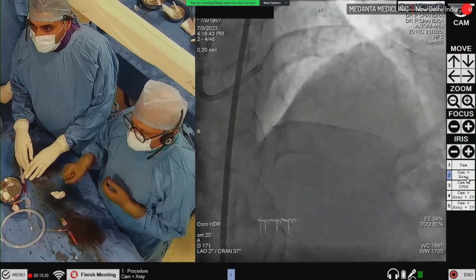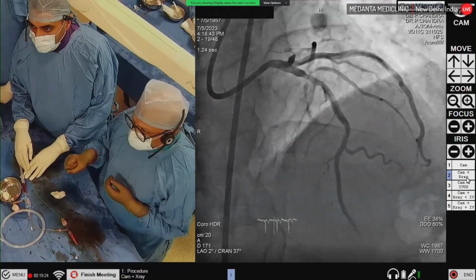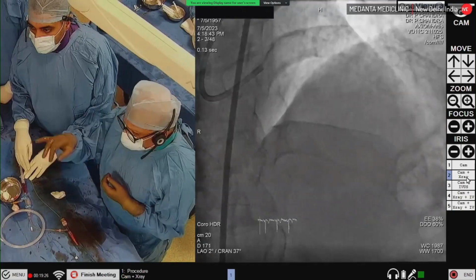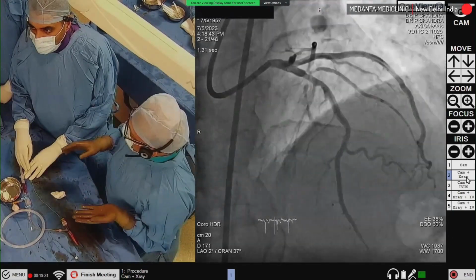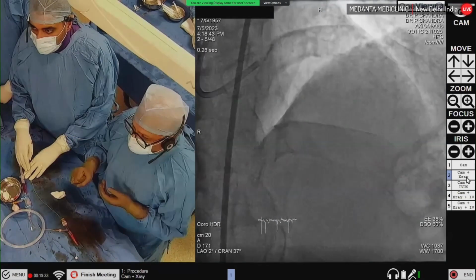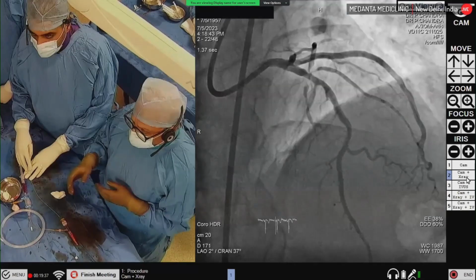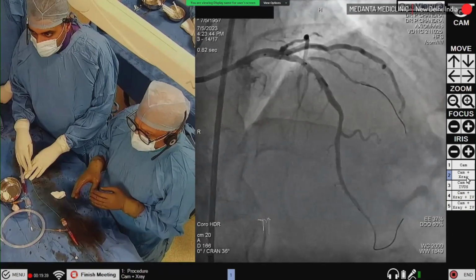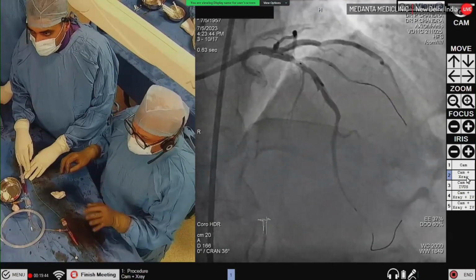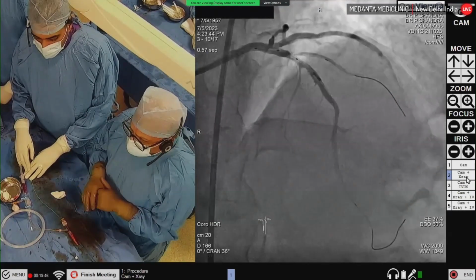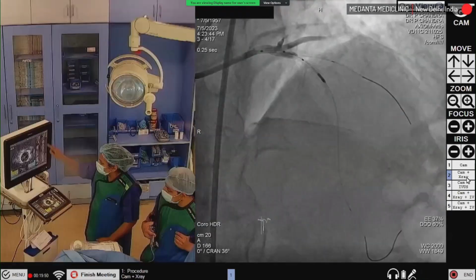Here you can see that the diagonal is very tight, looking like at least a 2.25 vessel, and there is also a big diagonal beyond this. So we are not too worried, because sometimes there is only one diagonal, which is very big. We've just put the wire. You can see that we have put two wires, one in the LAD and the second in the diagonal, and we are trying to do an IVUS. I'll show you the IVUS images.